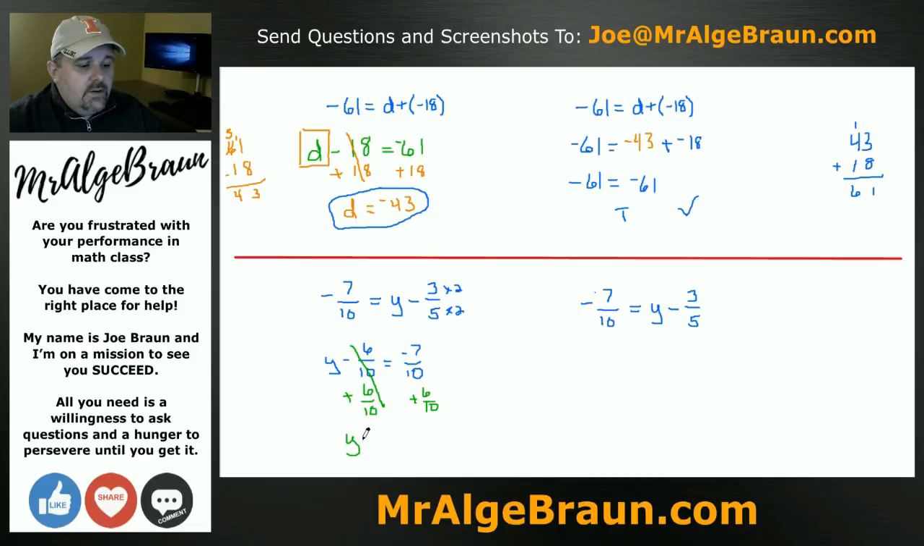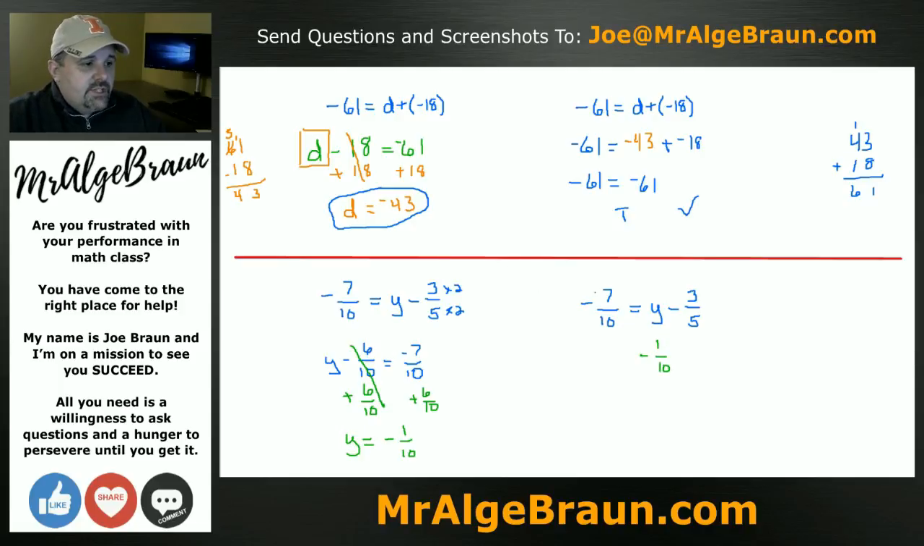So y equals, and then negative 7 plus 6 is going to give me a negative 1. So I'm going to get negative 1 over 10. And you can take the negative sign out front, or you can put it in the numerator. You're able to go either way, and that's acceptable in algebra. And so what I would do is come over here and do this negative 1/10.